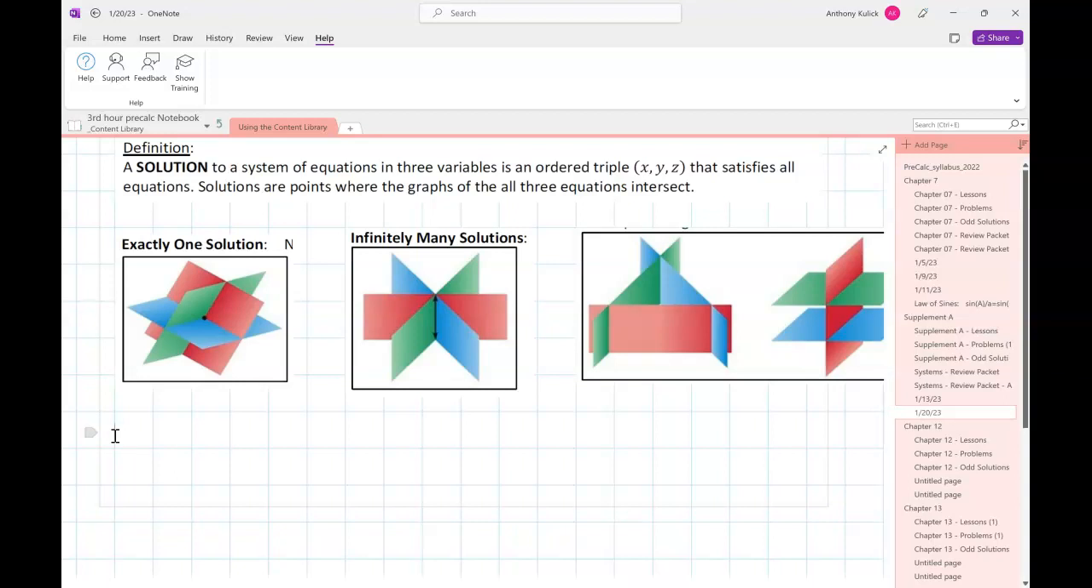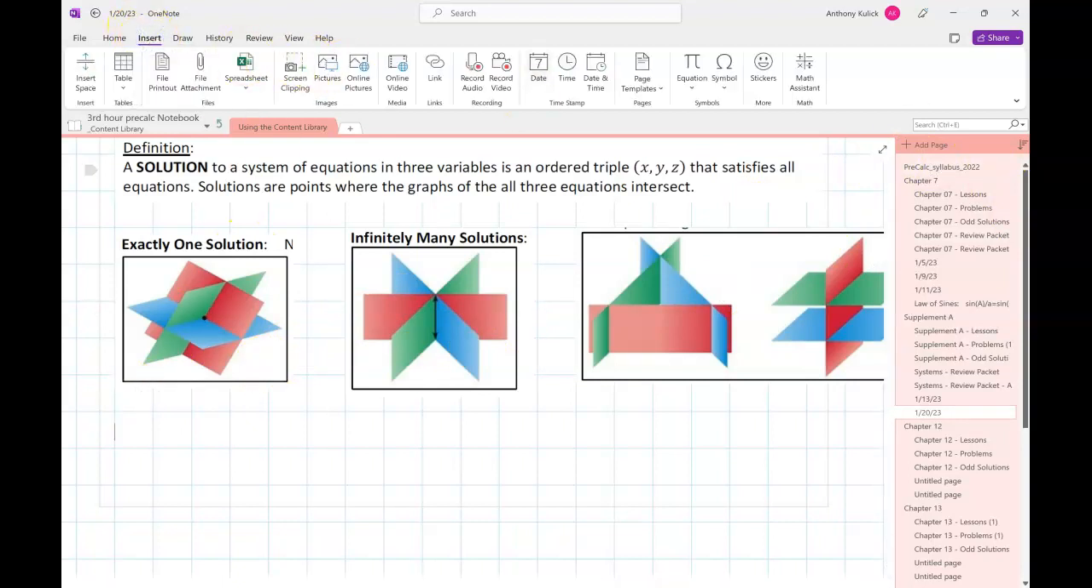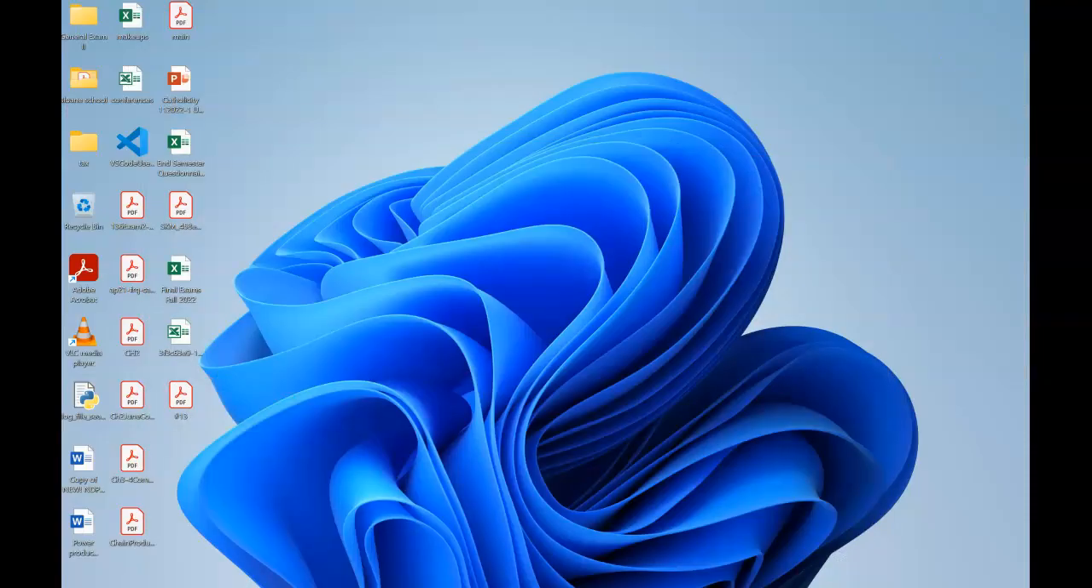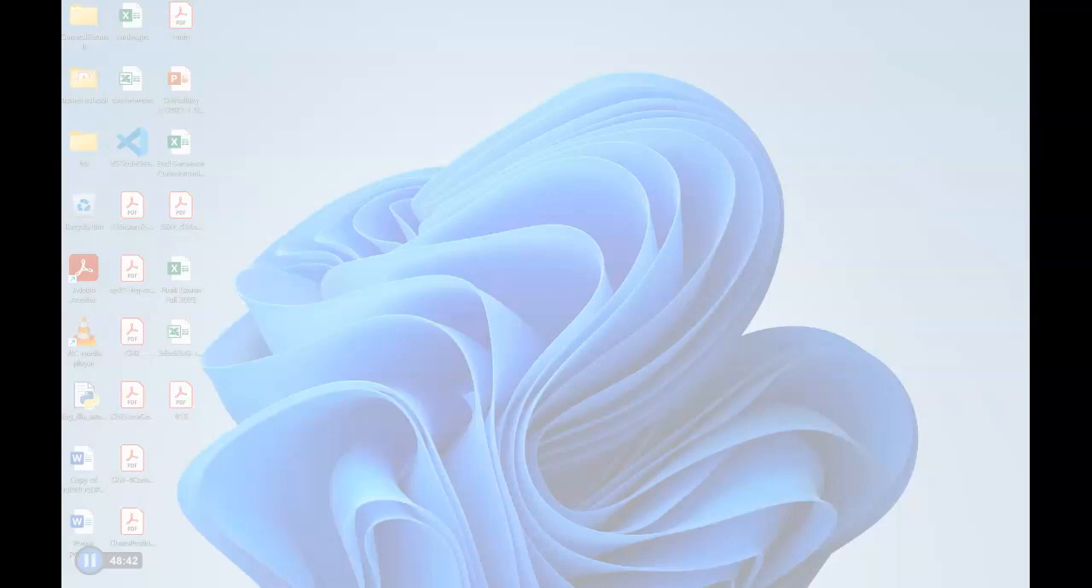So to solve one of these three-variable systems algebraically, we're going to use either substitution or elimination. Now, what's the difference between a two-variable substitution and a three-variable substitution? You have one more step. You have one more set of substitutions to do. That's exactly right.